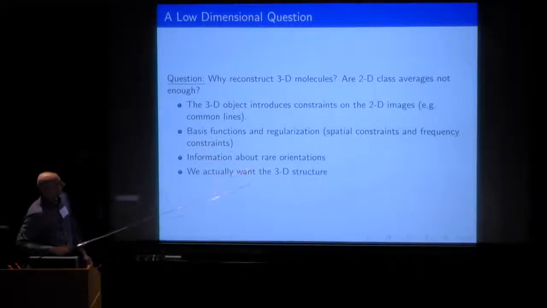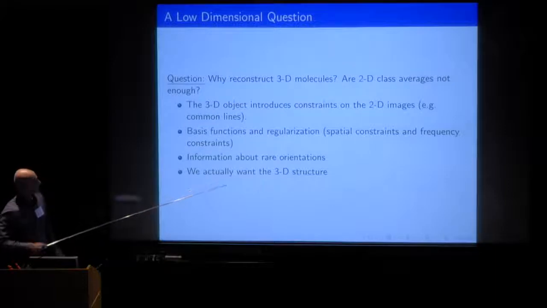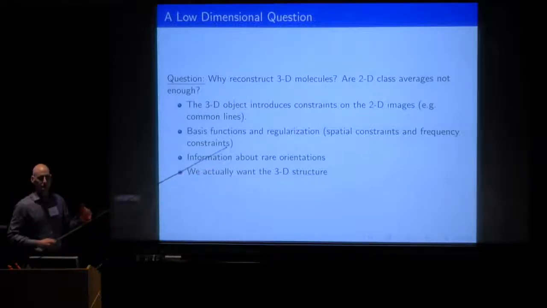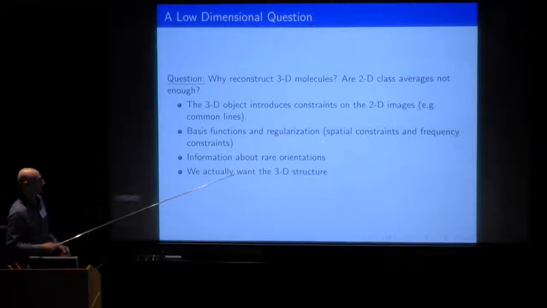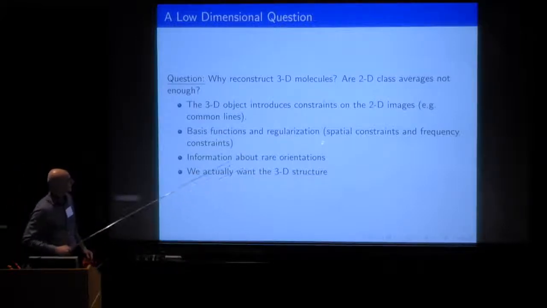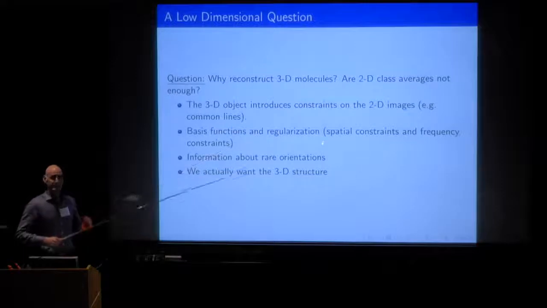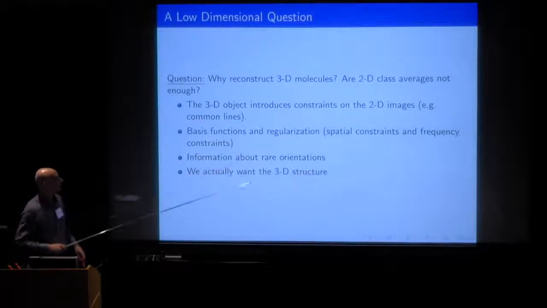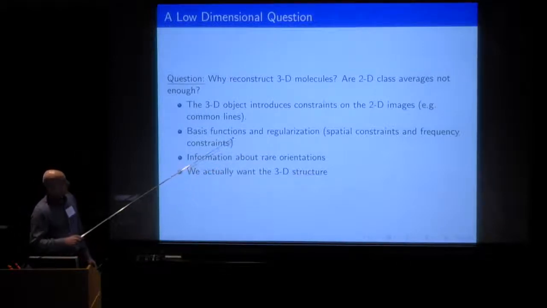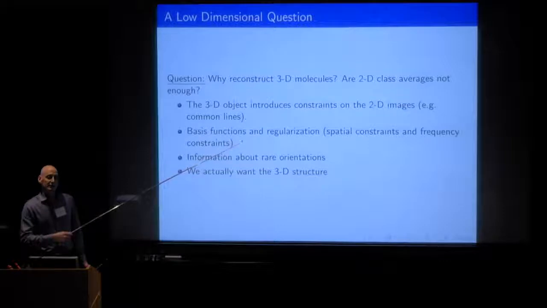And there's several answers. I'll go actually from the bottom top. One is we kind of actually want the three-dimensional structure. There's some information there that we can't directly see from the two-dimensional objects. There are these rare orientations that we don't see directly, but we can sort of fill in this information because we have these common lines.